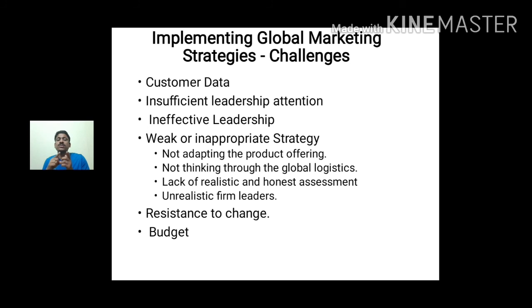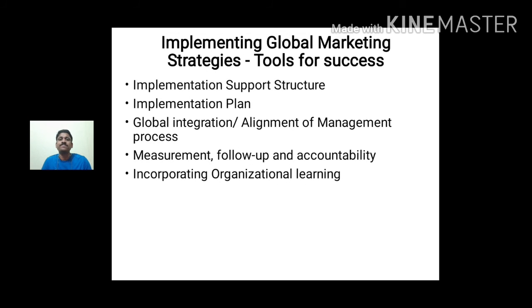So it is not only important to discuss the challenges, the problems, but also we will discuss the solutions, like what are the tools that we can use for implementing the global strategies. Tools for the successful implementation of global marketing strategies. First tool is implementation support structure.